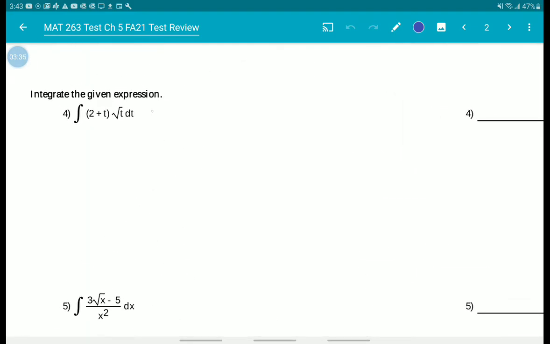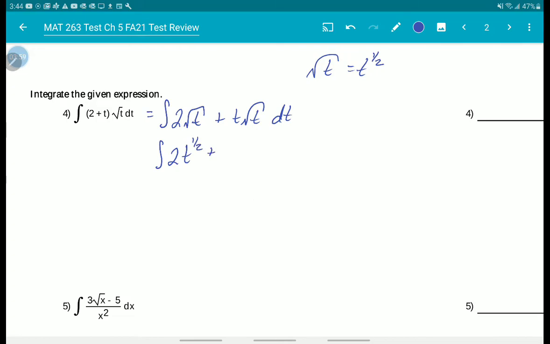We have to apply the same concept here. We do have to distribute. So we're going to have 2 square root of t plus, and remember, this is t times the square root of t. So I'm going to write it this way first. And then remember that square root of t is the same thing as a t to the 1/2 power. So when we rewrite this, this is going to be 2t to the 1/2 plus t to the 3/2. This is t times t to the 1/2. And when we multiply and we have the same base, we add the exponents.